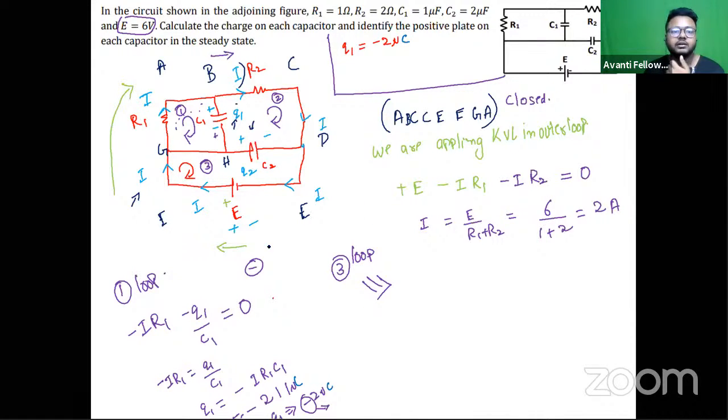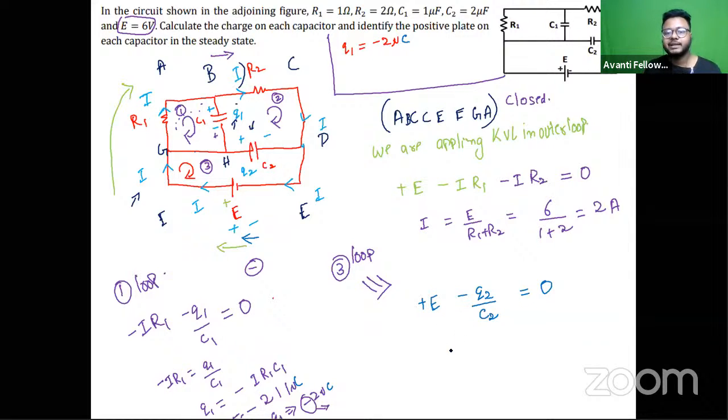Fine, right? Okay. Now in loop number 3, how can you apply? So let us try to apply. We are going out from the positive side of the plate. Since I am going on the positive side, easily I can write plus E should be equal to. Then I'm coming here, nothing is there. I'm coming out from the negative side. So what should I write? I should write minus Q2 by C2 should be equal to 0, right? Minus Q2 by C2 should be equal to 0.